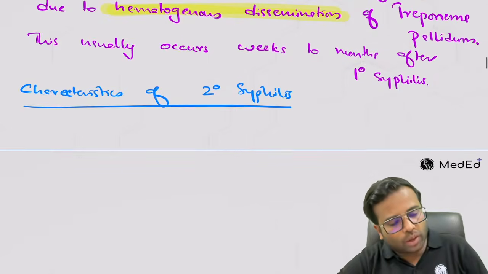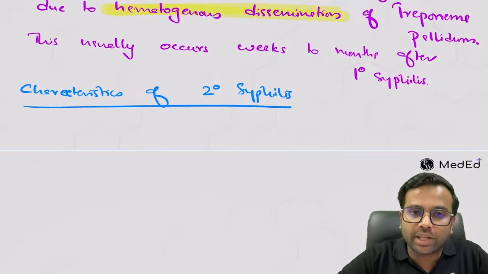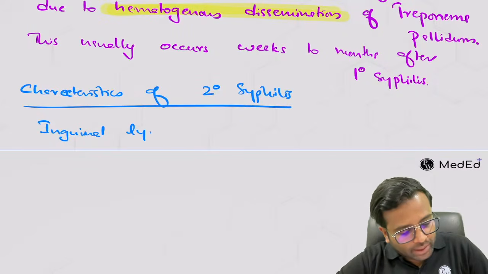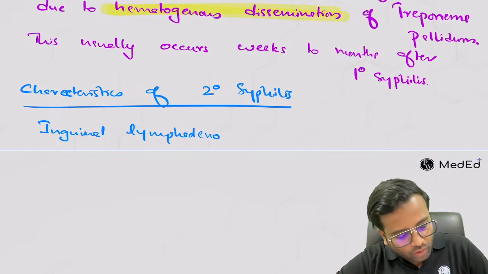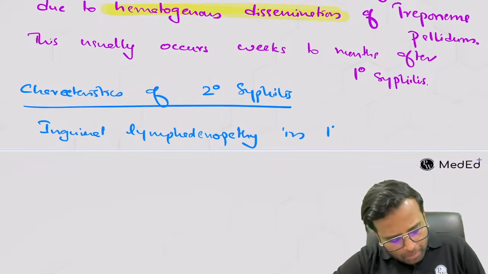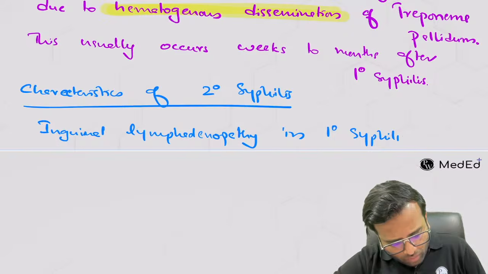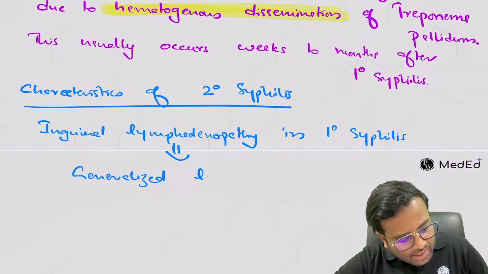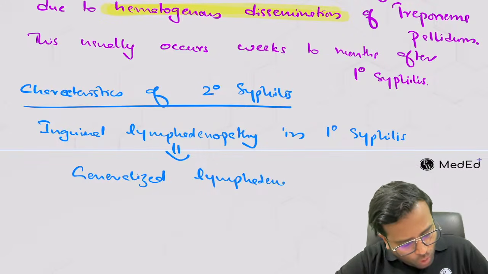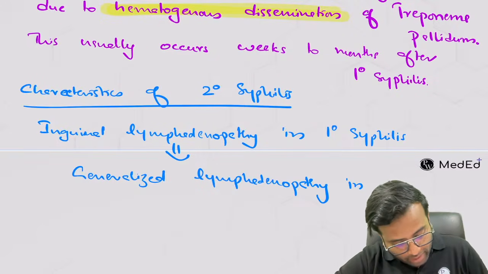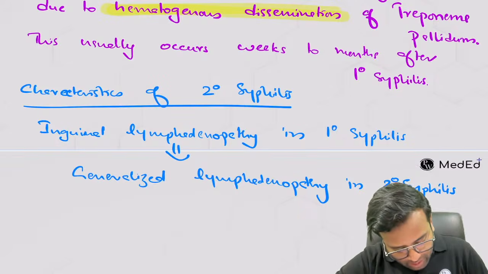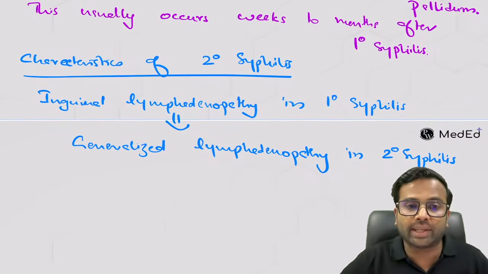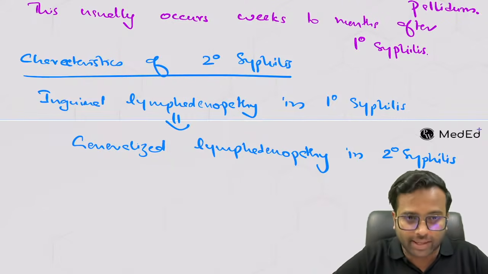Now here what you can note down is what will happen? The patient who had inguinal lymphadenopathy in primary syphilis now becomes generalized lymphadenopathy in secondary syphilis. So this is one difference. In primary syphilis there was an inguinal lymphadenopathy. It becomes a generalized lymphadenopathy in secondary syphilis.